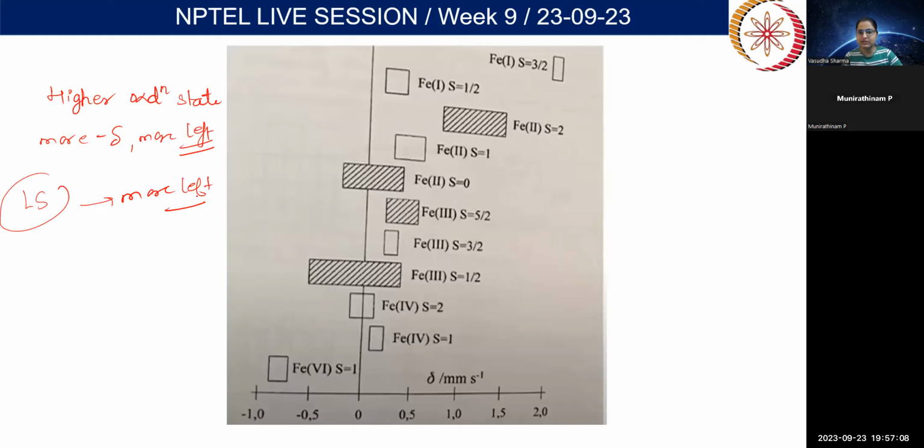Just first see the same oxidation state. This is iron in +1, this is iron in +1, right? Iron in +1, iron in +1, same oxidation state, but look at their spin value. S equals to 3/2, 1/2. Which one is high spin, which one is low spin?